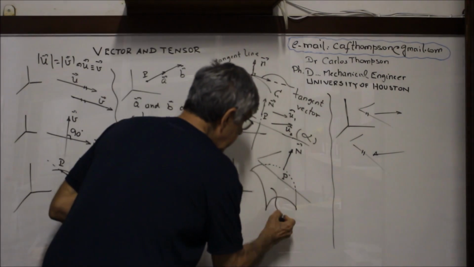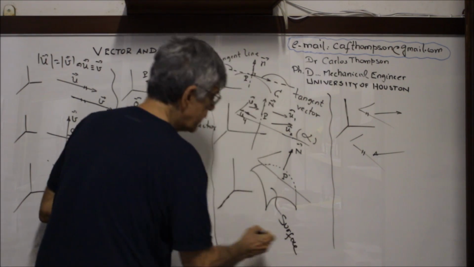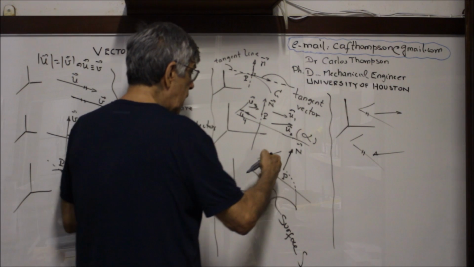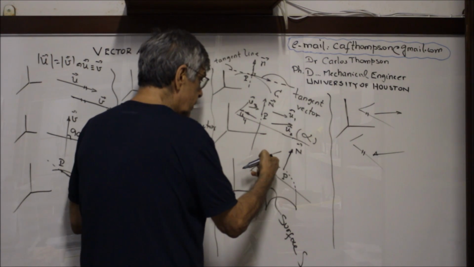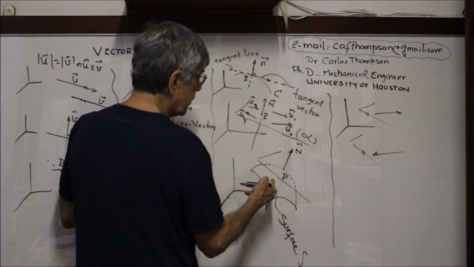Now, suppose a surface S. This is a surface S. So this plane is tangent at point P of the surface. See?